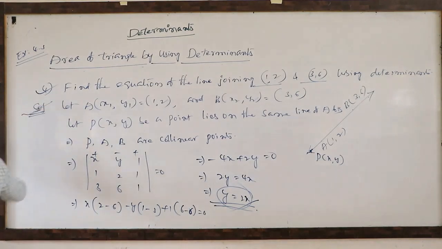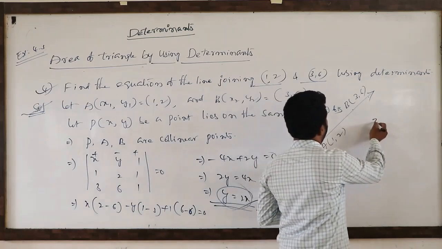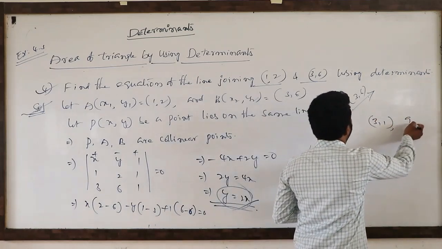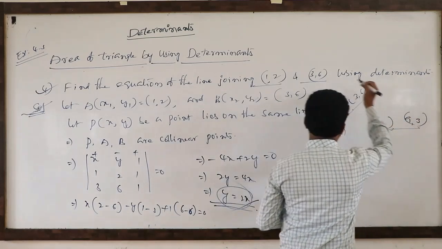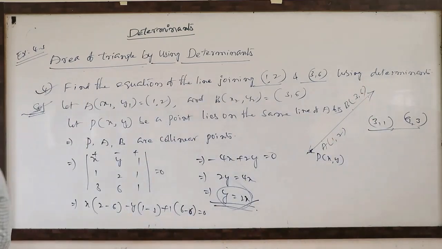Okay. So in the NCERT textbook, there are some questions. Again, in question number 4, another part is there that you have to answer. The points are 3 comma 1 and 9 comma 3. Same question: find the equation of the line joining the points 3 comma 1 and 9 comma 3.